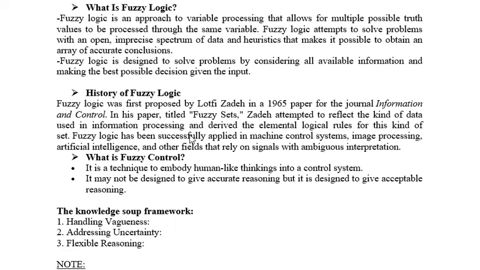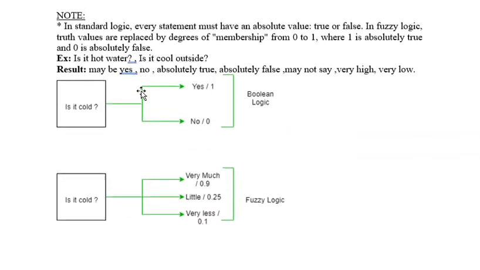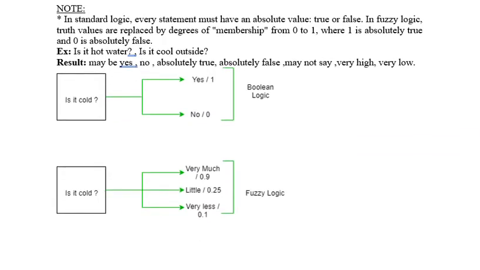Now let's understand more about fuzzy logic. I think I stopped till here, so let's continue from here. What is fuzzy logic? Look at here. In standard logic, every statement must have an absolute value. It may be true or false, like Boolean logic, which will have a consistent result. It will be true or it will be false, yes or no. But in fuzzy logic, the truth values are replaced by degrees of membership.